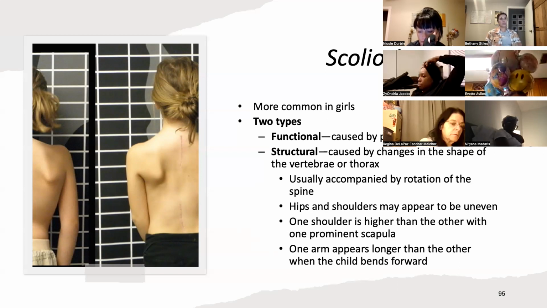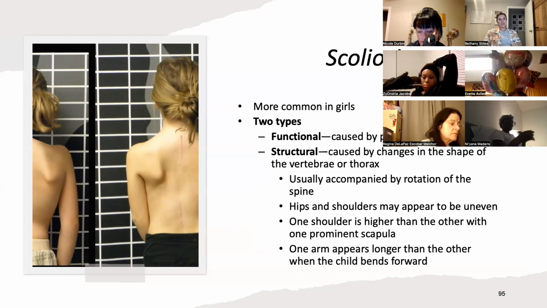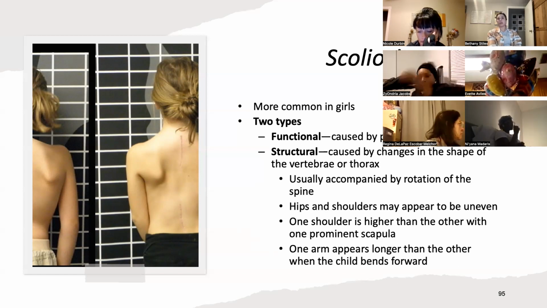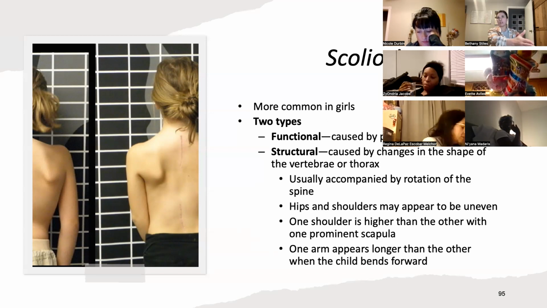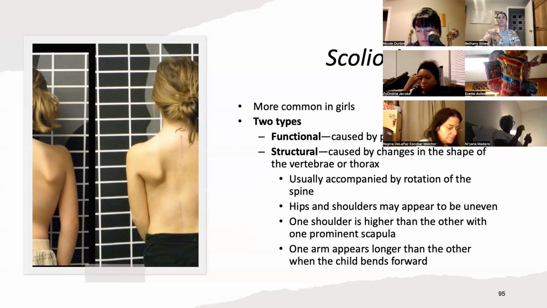So we see that rotation of the spine, the hips and shoulders can be uneven. And then if they bend forward with their arms together, one arm will be longer than the other. So that's that test that we all did in grade school in gym class, where they had you stick your arms together and then lean forward. And you see that one arm slide forward.